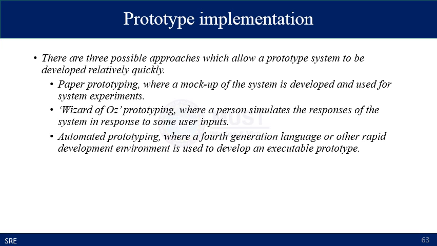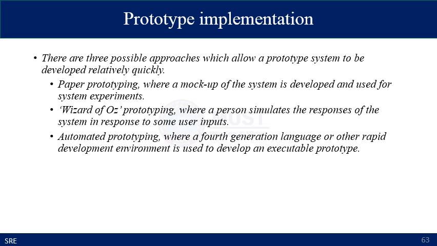There are three possible approaches which allow a prototype system to be developed relatively quickly. For example, you can develop paper prototypes, where a mock-up of the system is developed and used for system experiments without developing the exact functionality into the prototype. So you can use basic prototyping techniques such as modeling to visually represent the system and its working without putting the functionality into the prototype.